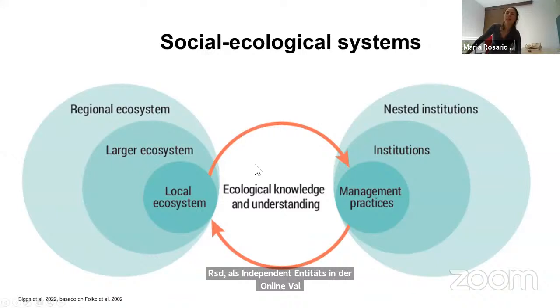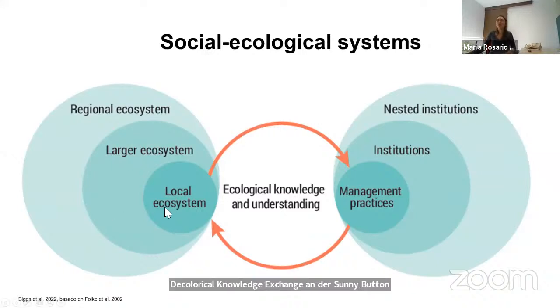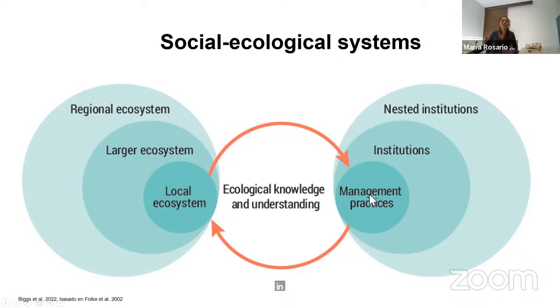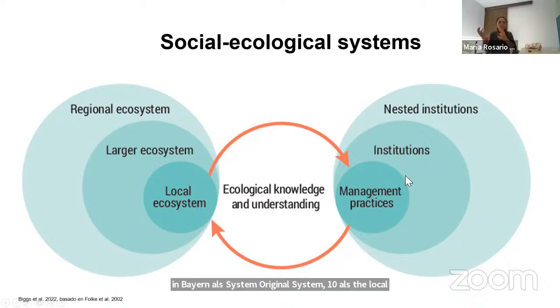And for example, this figure shows how, of course, the local system is embedded in a larger or regional system, same as the local management practices are embedded in particular institutions, and these are nested also at a higher scale. And what are the implications for that?